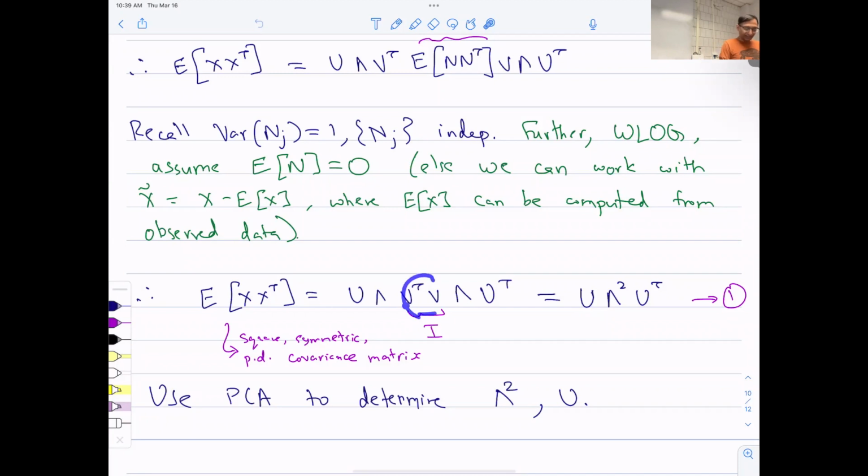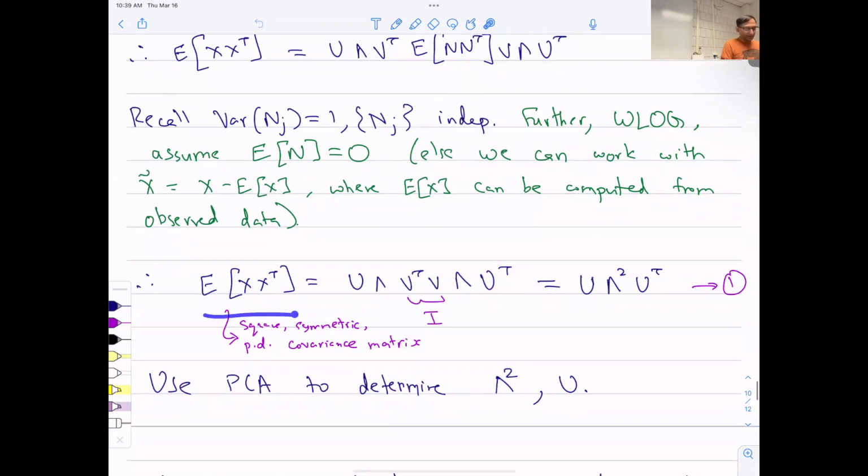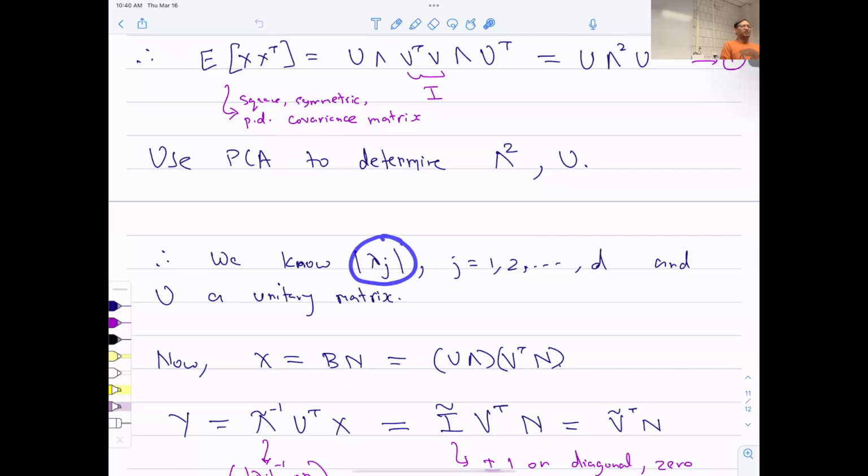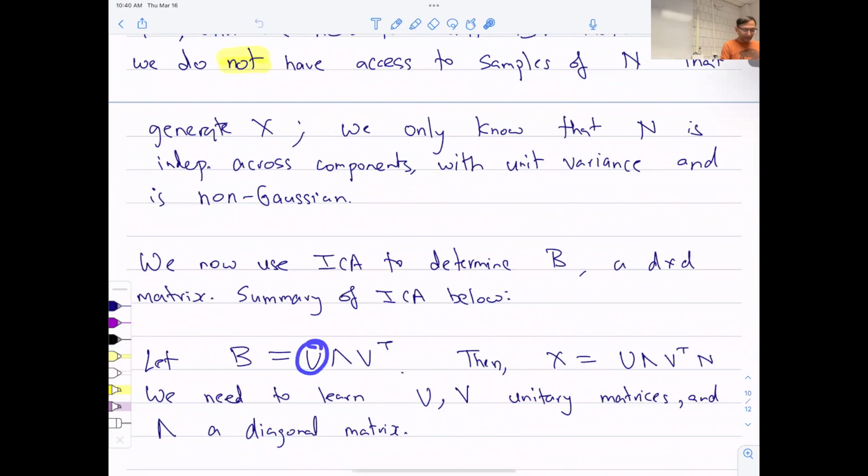So this is identity, and so I have the expected value of XX transpose, which is a square symmetric positive definite covariance matrix, is U lambda square U transpose. But this I know how to figure out. I have this. I want to find U and lambda. I can find U and lambda square, up to sign, by using PCA. So I can run the PCA algorithm, and we can learn lambda square and U. So far, good. So at this point, we know the magnitudes of the eigenvalues, and we also know U. Remember, B, I still haven't solved the problem. I know this, and I know the magnitude of this. I still don't know this. Okay, that's where we are right now.